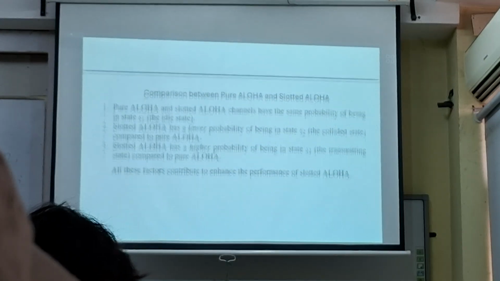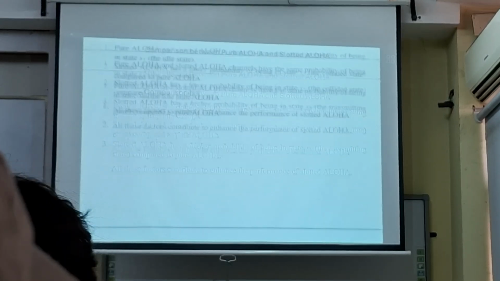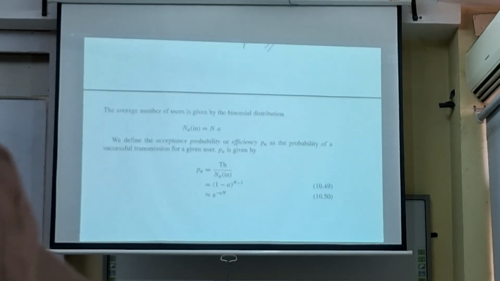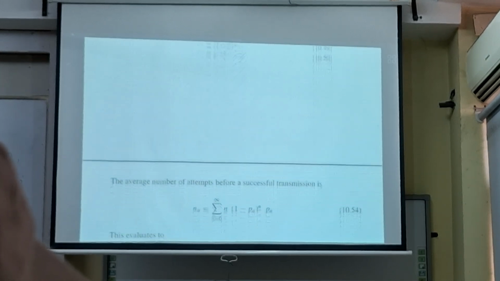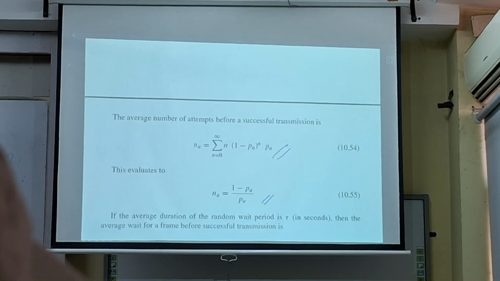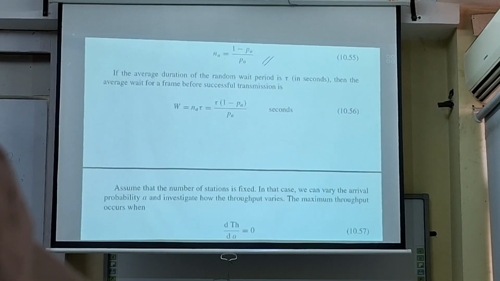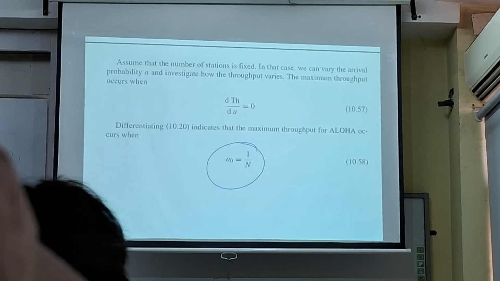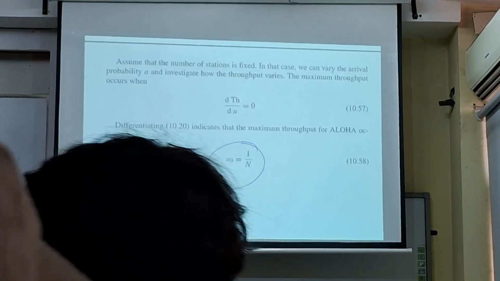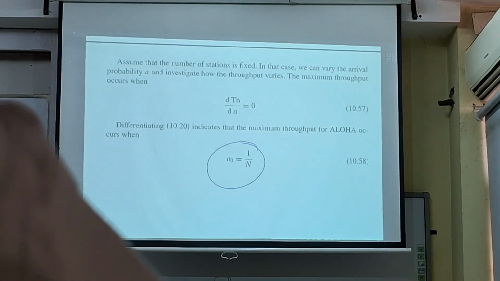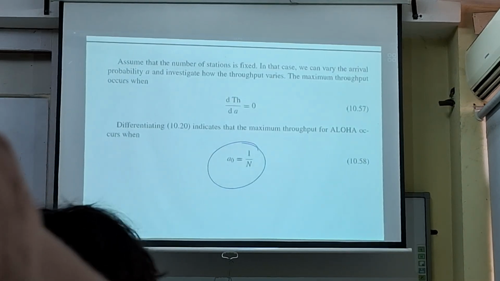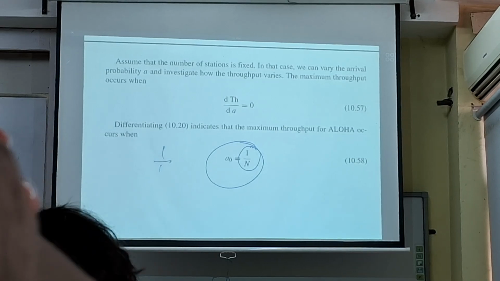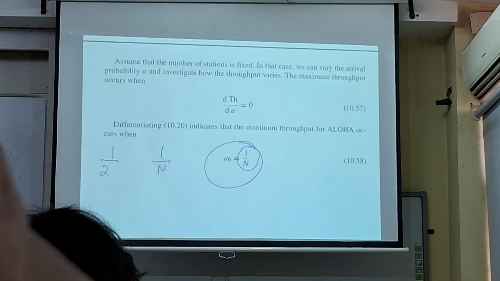So this is the probability for successful transmission. And based on that, we can calculate very similar things that we did earlier. And all of these are very close, just the ends are different. And eventually, the maximum throughput occurs when A has the value 1. That means it's 1 over N and 1 over N.